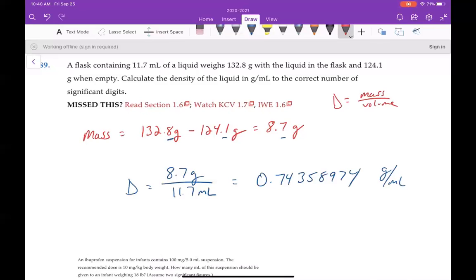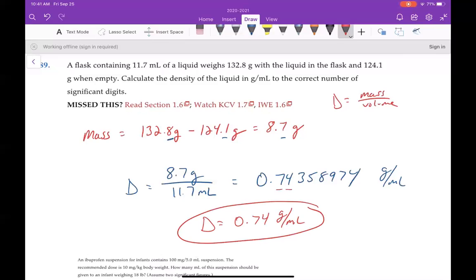So I can only report my answer to two significant figures, not decimal places, significant figures. The zero here doesn't count. So I'm going to say 7 and then 4, and then I'm going to look immediately to the right and see it's a 3, so I'm going to round down. So I'm going to say the density here is that. And that is the level of precision that we can give. Okay.